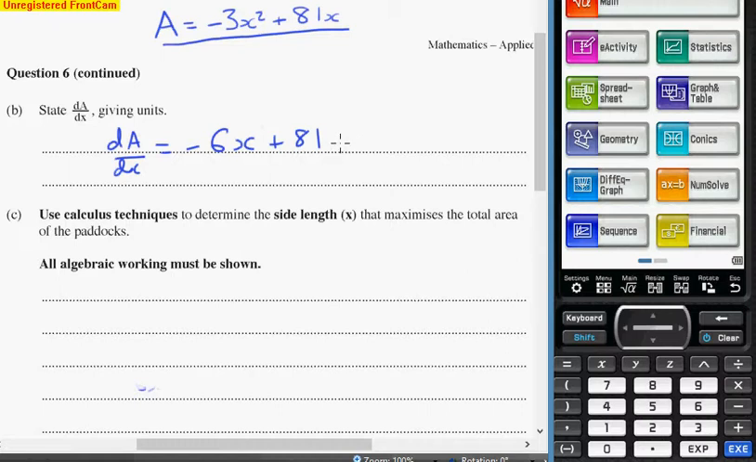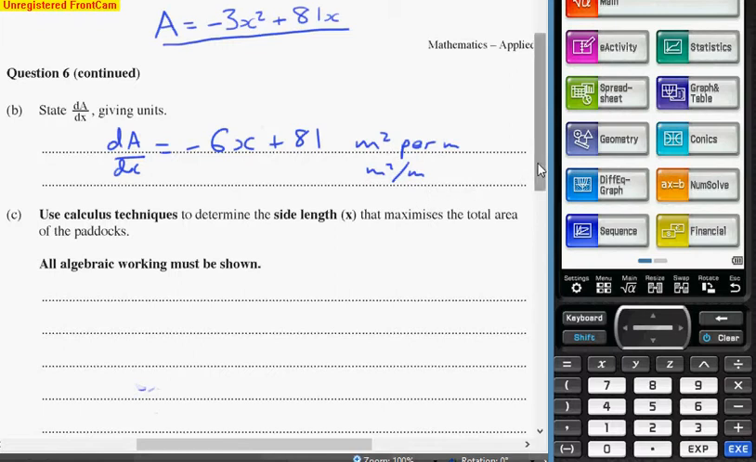Now, the units. Well, an area is measured in square meters, because this is doing paddocks, and x is a length, so that's measured in meters. So our units are meters squared for the area. When you find a derivative, you're finding a gradient, a rate of change, finding something per something. So it's meters squared per meter, or you might write meters squared per meter, something like that.